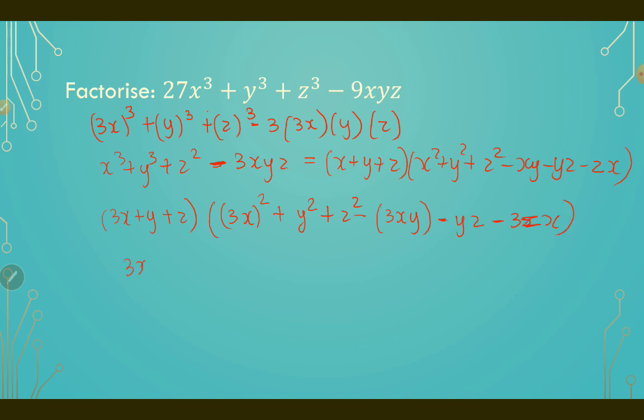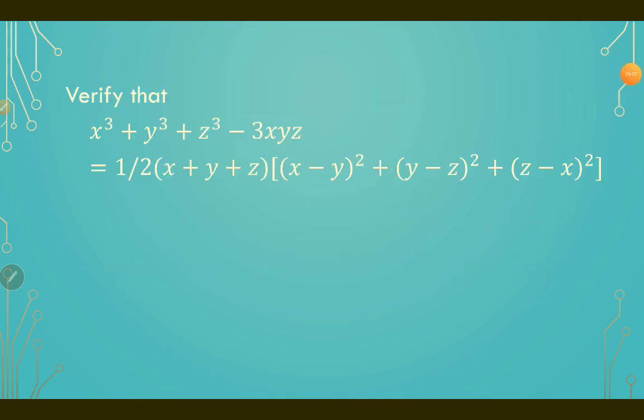So this is nothing but (3x + y + z)(9x² + y² + z² − 3xy − yz − 3xz). Verify that. So let's start from the right hand side.